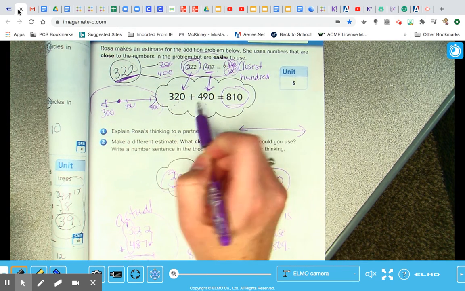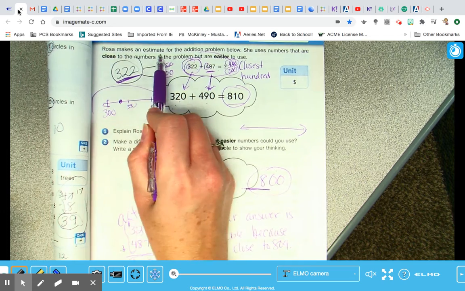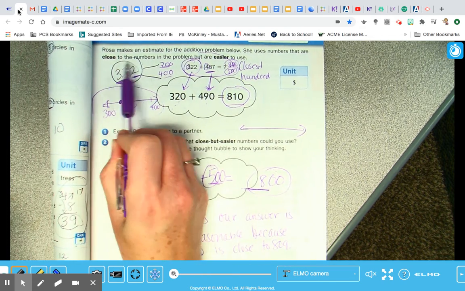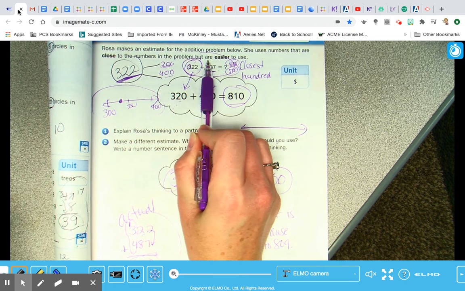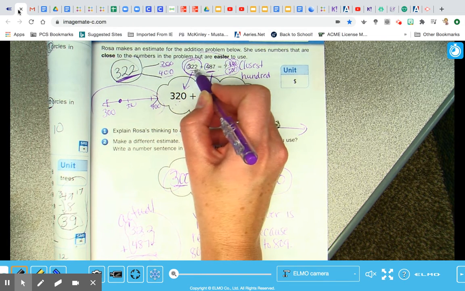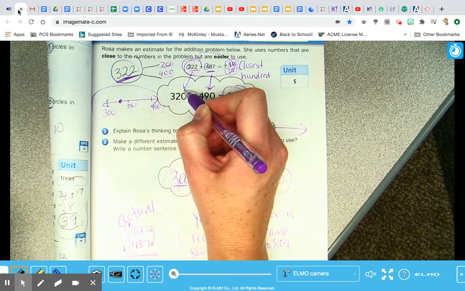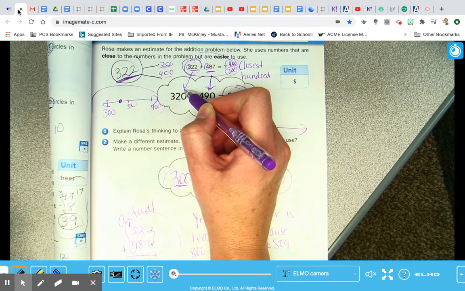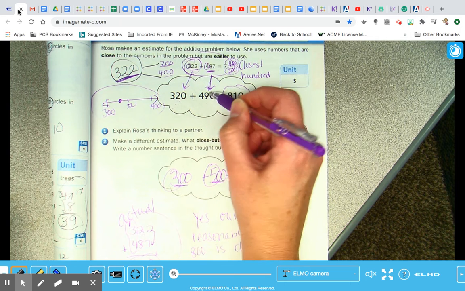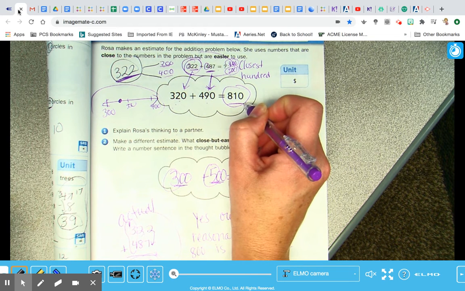So this person, Rosa, made an estimation for the addition problem below. She uses the numbers that are close to the numbers in the problem, but are easier to use. She said 322 was her estimation. It's pretty close. 487, she said 490. And then she added them together and got 810.